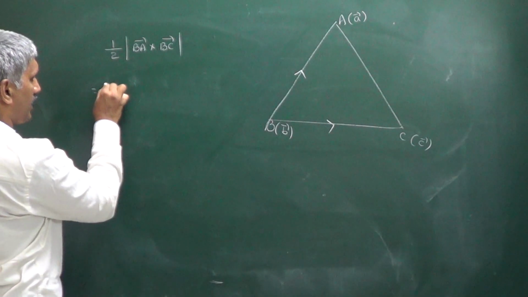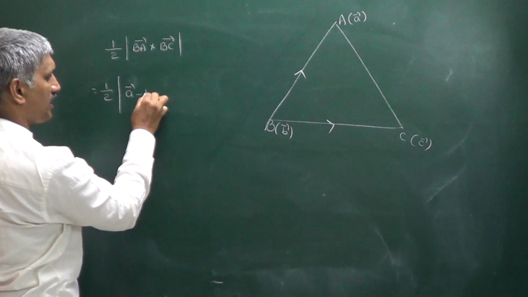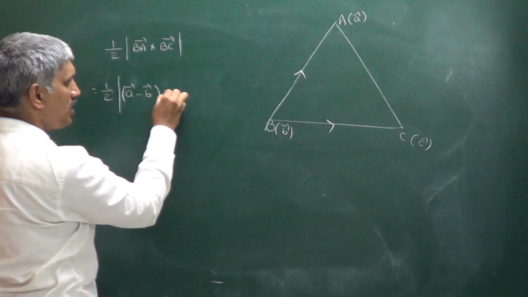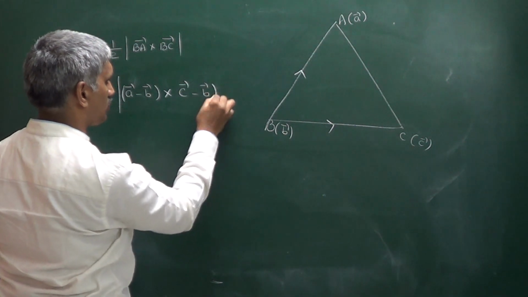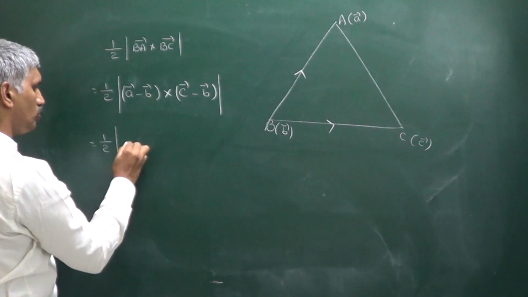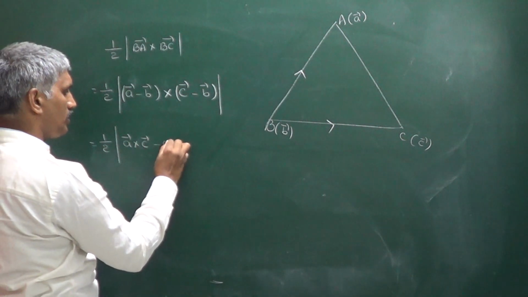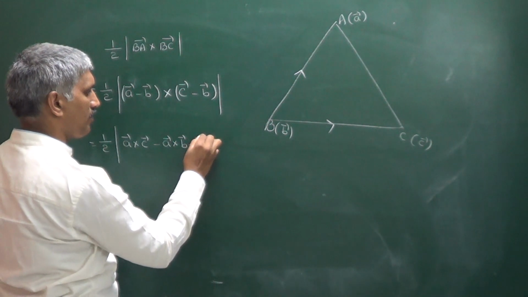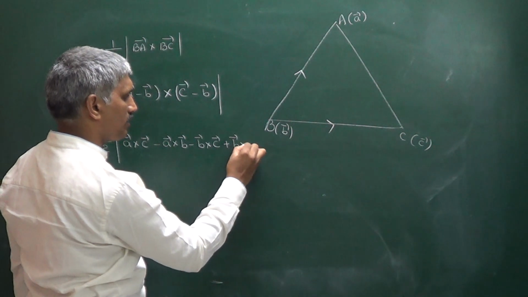Now area of a triangle is given by 1 by 2 into BA bar, which is nothing but A bar minus B bar, position vector of A minus position vector of B, cross BC bar, meaning position vector of C minus position vector of B. Now I can write this as 1 by 2 into A bar cross C bar minus A bar cross B bar minus B bar cross C bar plus B bar cross B bar.